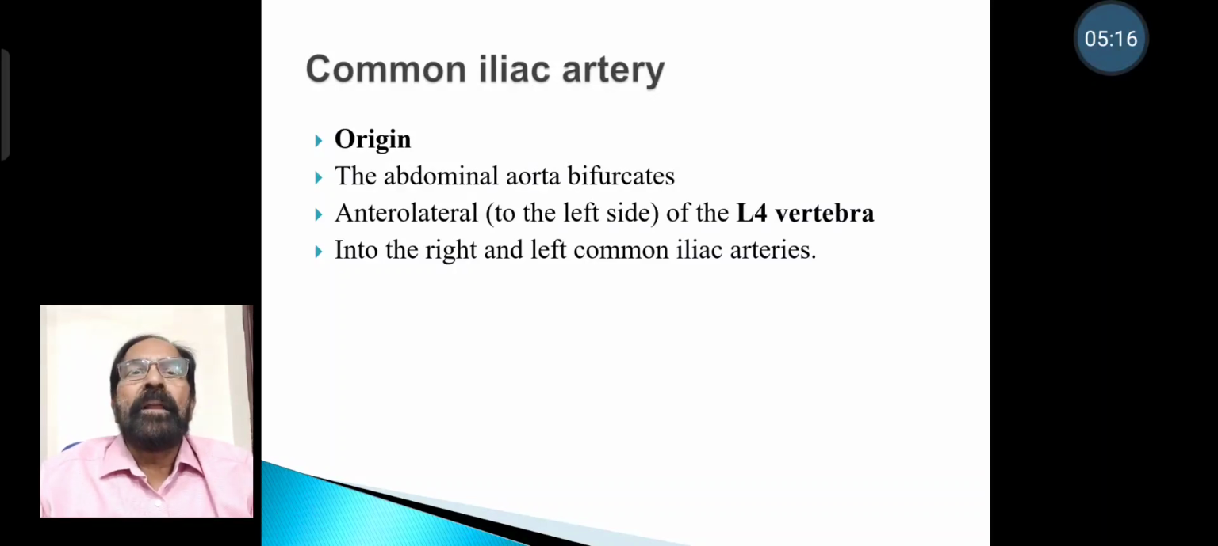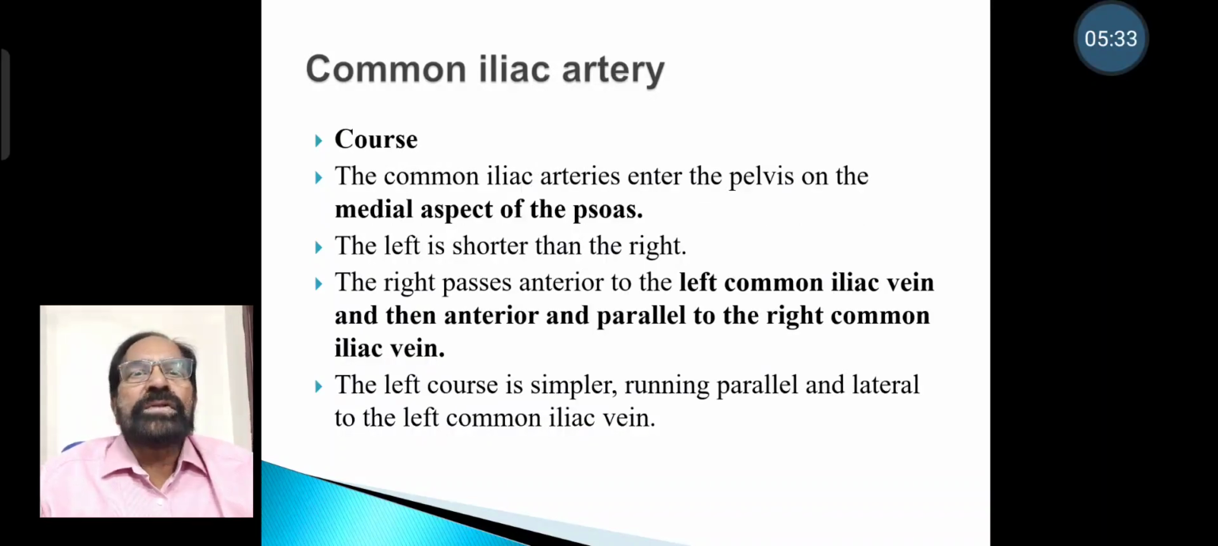Common iliac artery, origin. The abdominal aorta bifurcates anterolateral to the left side of lumbar 4 vertebra into right and left common iliac arteries. Course, the common iliac arteries enter the pelvis on the medial aspects of psoas. Left is shorter than the right.